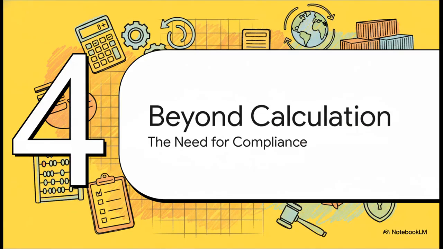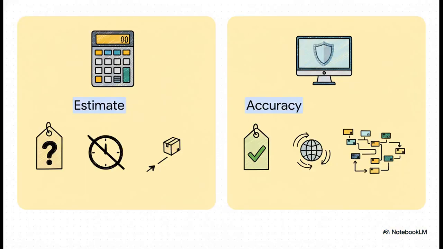So if a basic calculator just isn't going to cut it for a serious business, then what's the answer? Well, this is where we need to move beyond simple calculation and into the world of true compliance. This is really the next level of managing global trade. And this right here lays it all out, plain and simple. On one side, you've got the basic calculator. It gives you estimates, often with old data, and it's fine for super simple one-off shipments. But on the other side, you have a full-blown compliance platform. This is built for accuracy. It's actively tracking policy changes in real time, and it's designed from the ground up to handle the complexity that real businesses deal with every single day.